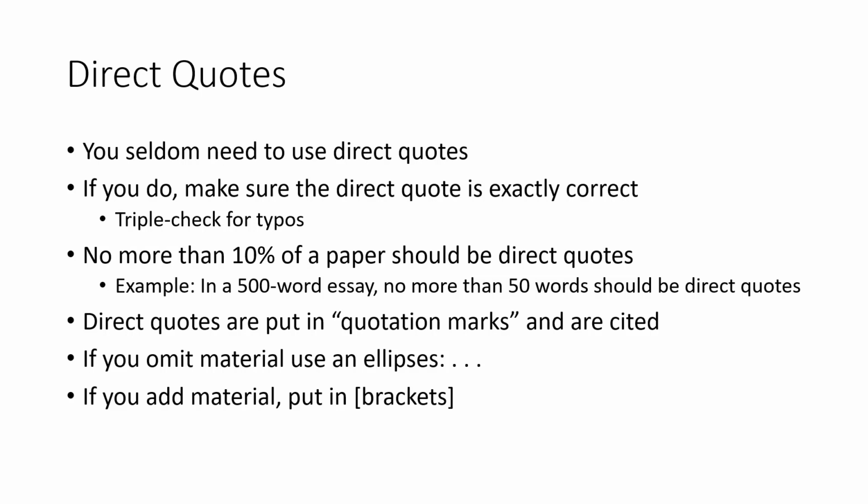Check for typos. A rule of thumb that's usually used is that no more than 10% of a paper should be direct quotes. So if you were assigned a 500-word essay, which would be about 2 pages roughly, no more than 50 words total should be direct quotes. Direct quotes, of course, are always put inside quotation marks. They are always cited. If you leave material out from a direct quote, particularly from the middle, use an ellipsis, 3 periods with 1 space between each one.